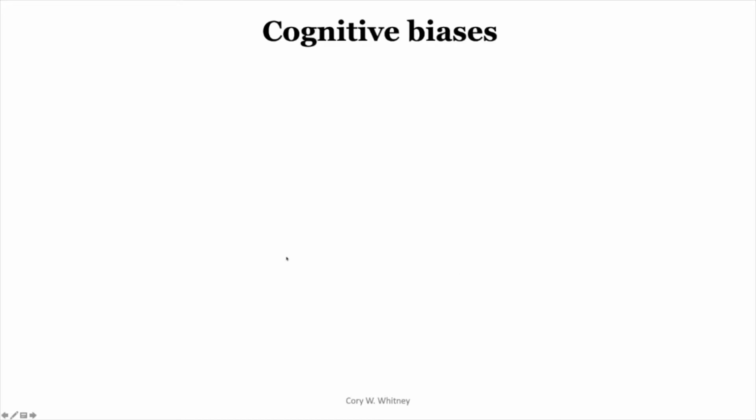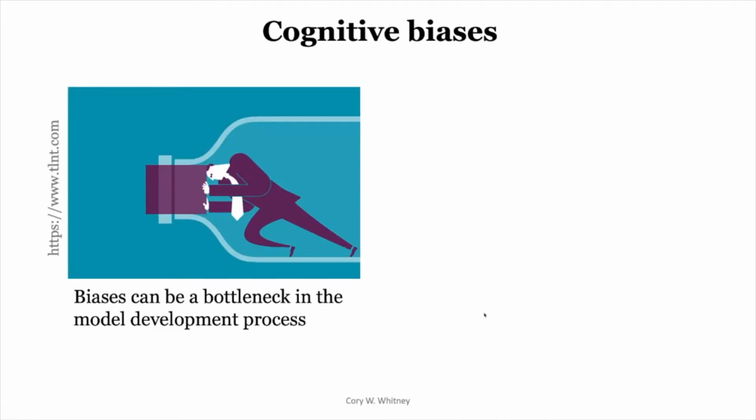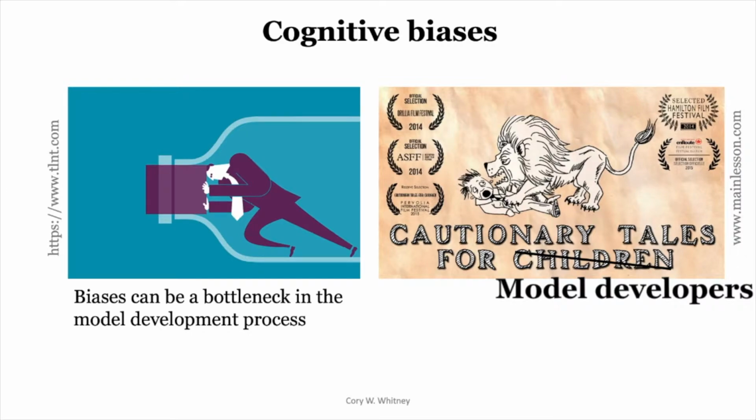When we're applying decision analysis methodologies, we have to consider cognitive biases. These can get in the way of model building. I consider them the bottleneck in the model development process. But being aware of these biases can also help us do a better job of building realistic causal networks and avoid some of the possible issues in doing that. So I'm going to provide here not cautionary tales for children, but cautionary tales for model developers.